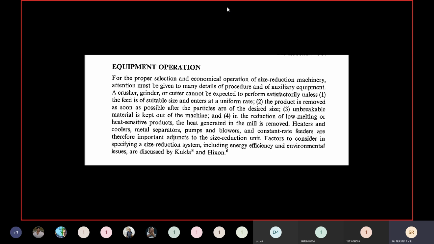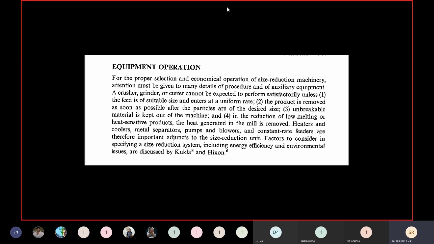Apart from that, we are dealing with the materials which are being crushed. So there can be fines which go out into the atmosphere, and they may be contributing to a term called SPM, suspended particulate matter, or air pollution. So all these matters will be affecting.